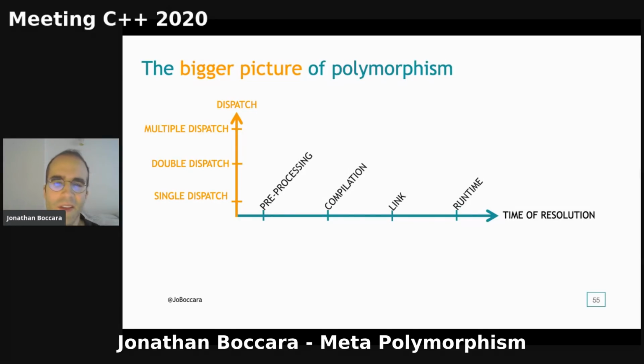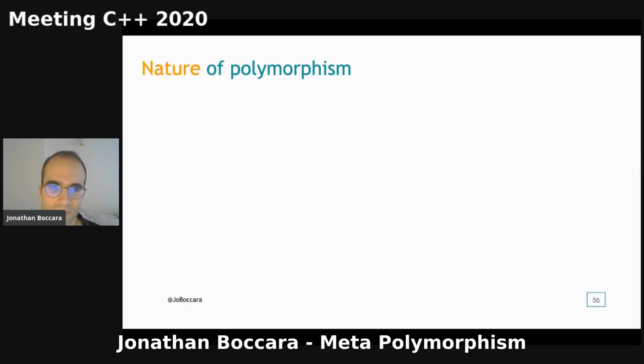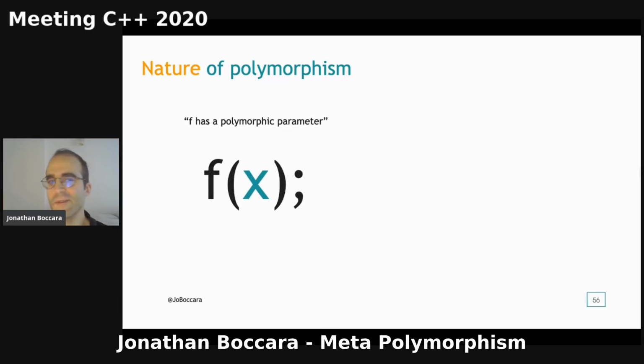Are there other dimensions? There are. There's another dimension, which is the nature of polymorphism. Let's get into that. If we say the phrase in English, f has a polymorphic parameter. So you have this call in your code, and you say there is polymorphism happening here. What does that say about X? What can X be?